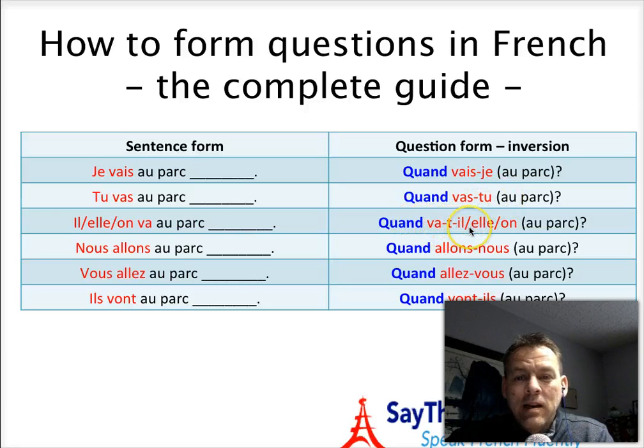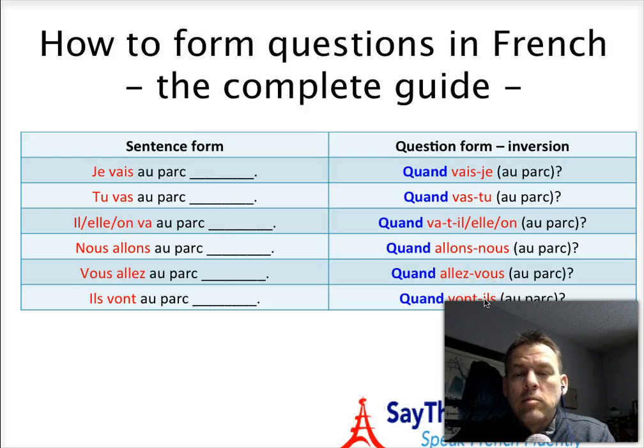Quand va-t-il? Quand va-t-elle? Quand va-t-on? Quand allons-nous? Quand allons-nous au parc? Quand allez-vous au parc? Quand vont-ils au parc?